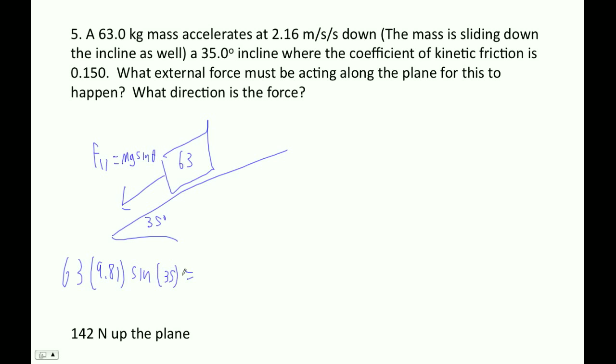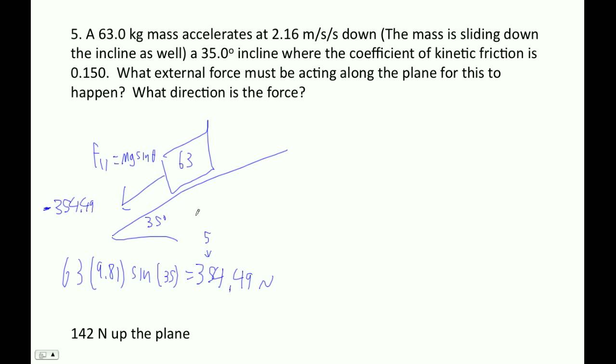9.81 times sine of 35. 354.5. I'll say 0.49. 354.5. All right, newtons, that's acting down the plane. Okay, I'm going to make that guy negative.